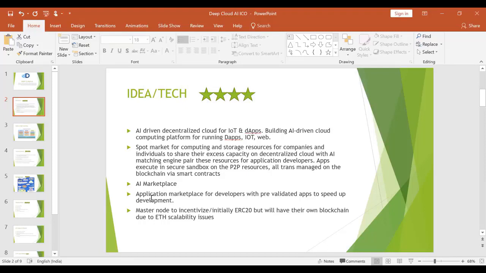They are providing an AI marketplace. They have an application marketplace for developers with pre-validated applications to speed up the development. They also have masternodes to incentivize the users. We can earn DEEP tokens by sharing our computing or by holding the DEEP tokens. Initially they will start with ERC20 tokens, the Ethereum tokens, and gradually they will transition from ERC20 to maybe their own blockchain, because there is some scalability issue on Ethereum, as you know.